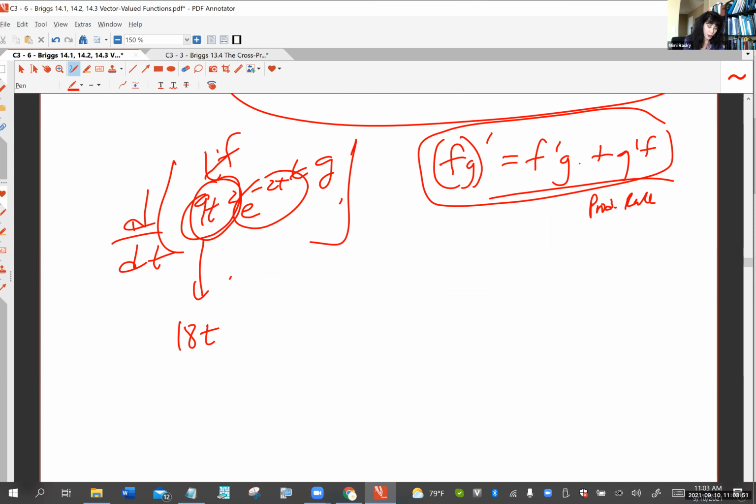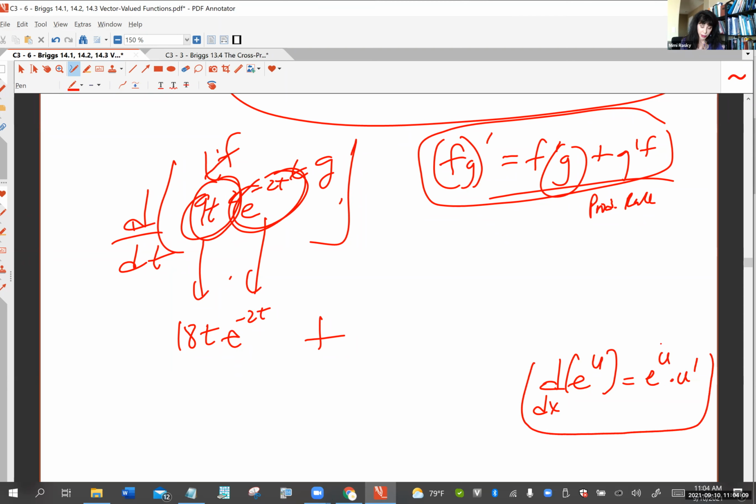And then you multiply that by g, so don't take the derivative of that yet. And then plus g prime. Taking the derivative of an exponential, the derivative of e to the u is e to the u times u prime. Maybe you remember that? So it's going to be e to the negative 2t times the derivative of negative 2t, which is negative 2. So that's g prime right there. And then we'll multiply that by f, which is just the 9t squared.